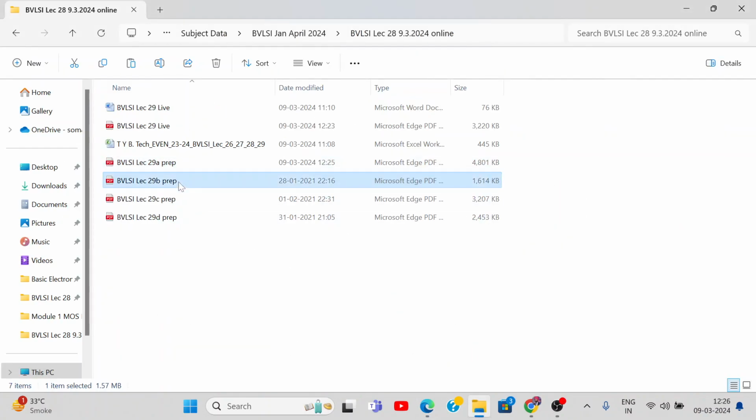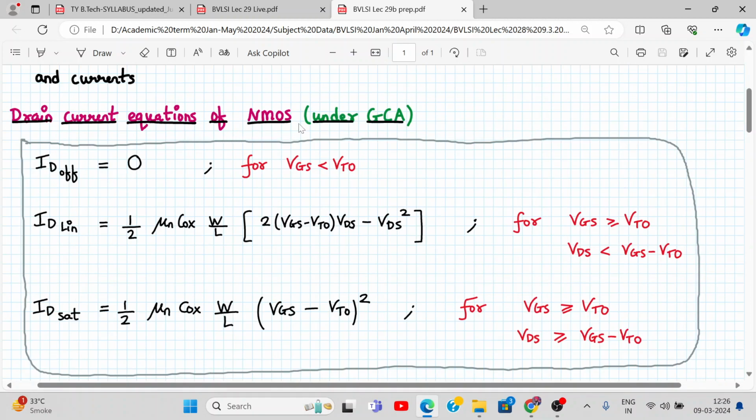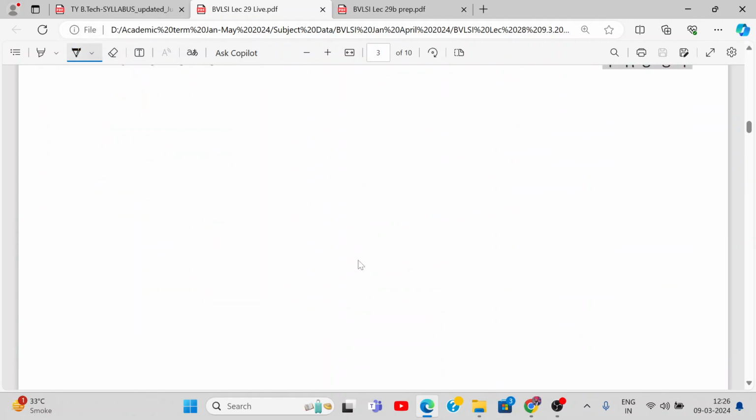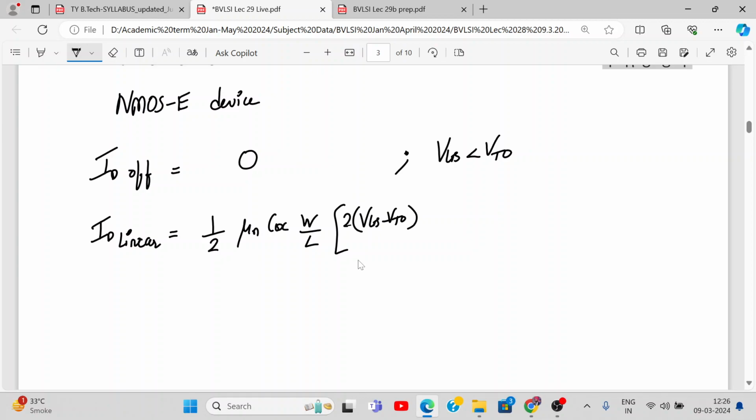Now we move on to the second part. In summary, these are the drain current equations for the NMOS device. So let's rewrite it over here. What are the drain current equations for an NMOS enhancement type device? ID off, when it is in cutoff, is 0, with the condition VGS less than VTO. ID linear is half mu n Cox W by L times (2(VGS minus VTO)VDS minus VDS square), with VGS greater than VTO and VDS less than VGS minus VTO.